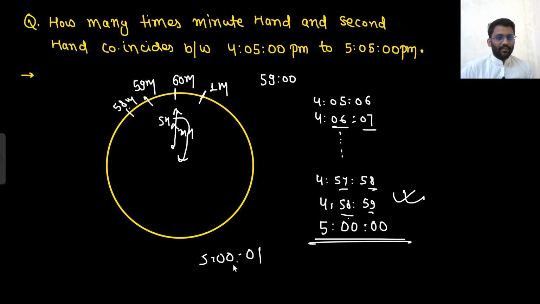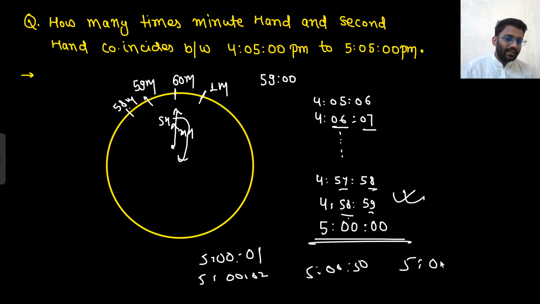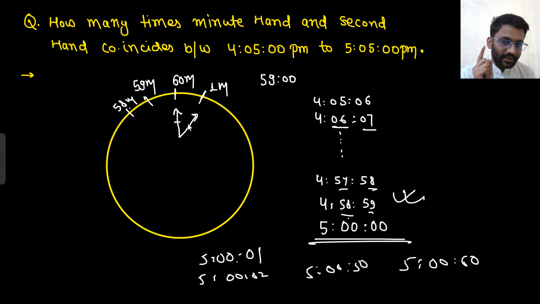5:00:01, 5 hours 1 second, 2 seconds, 50 seconds, and when it is 60 seconds, that means the minute hand will be at 1. But till now it hasn't crossed the minute hand. It will cross the minute hand after 5:01. Are you getting this point?